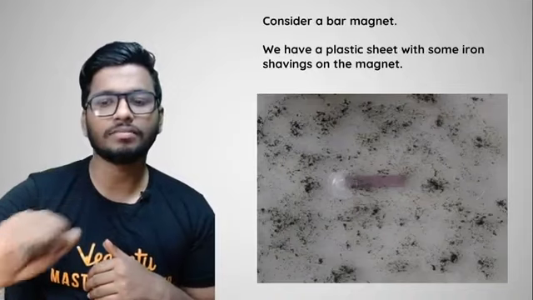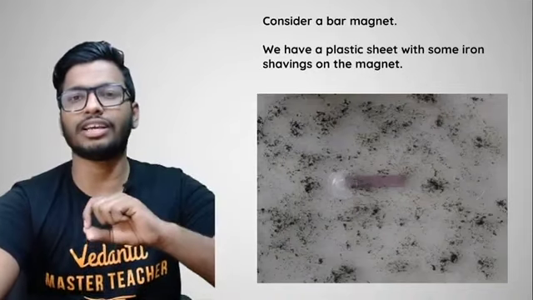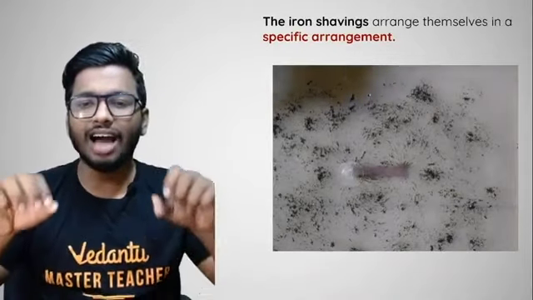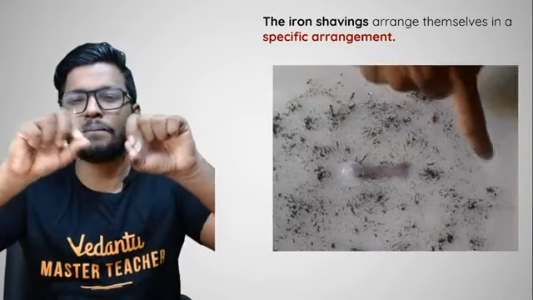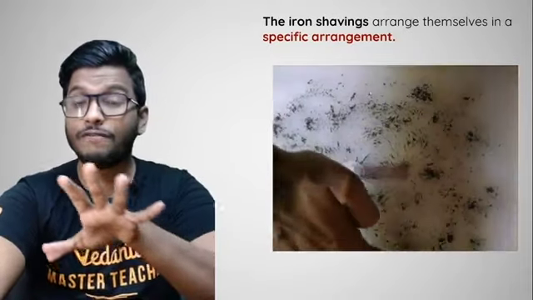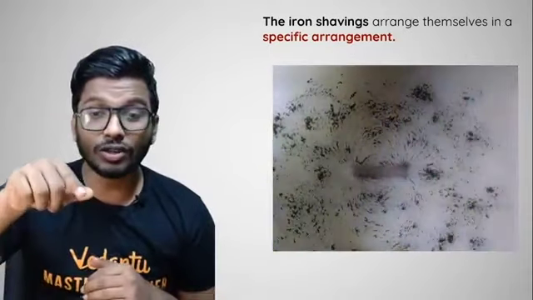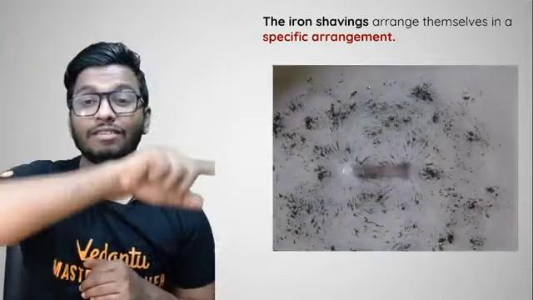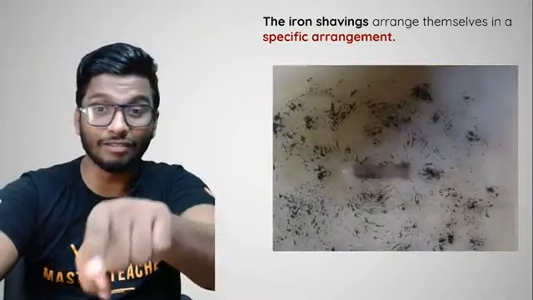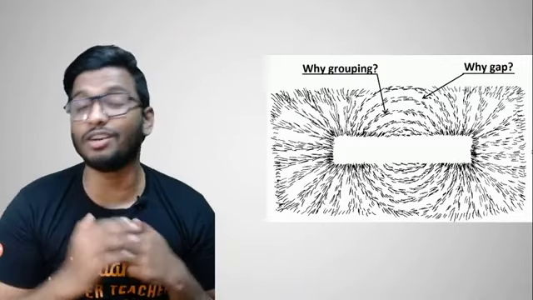So what do you notice? In just a couple of seconds, you can see that all of those iron filings will start coming into a proper shape or a proper arrangement. Now this arrangement, if you look very, very carefully, actually looks like it is starting from one end of the magnet and ending on the other end of the magnet. So this is what it actually looks like.